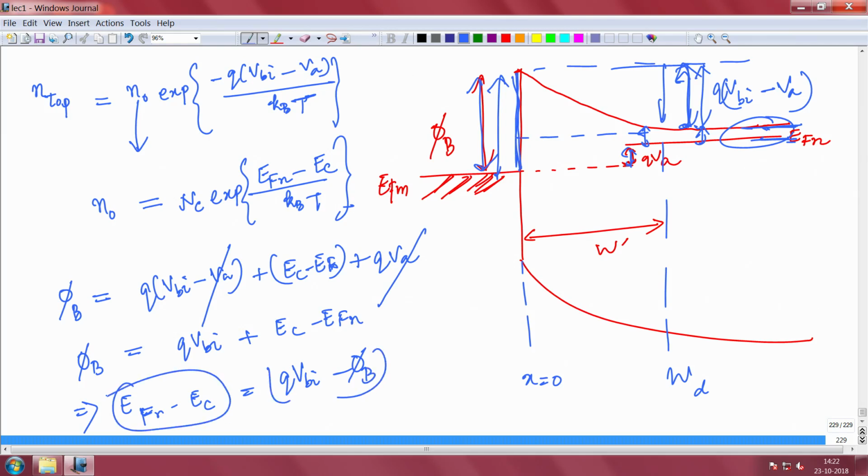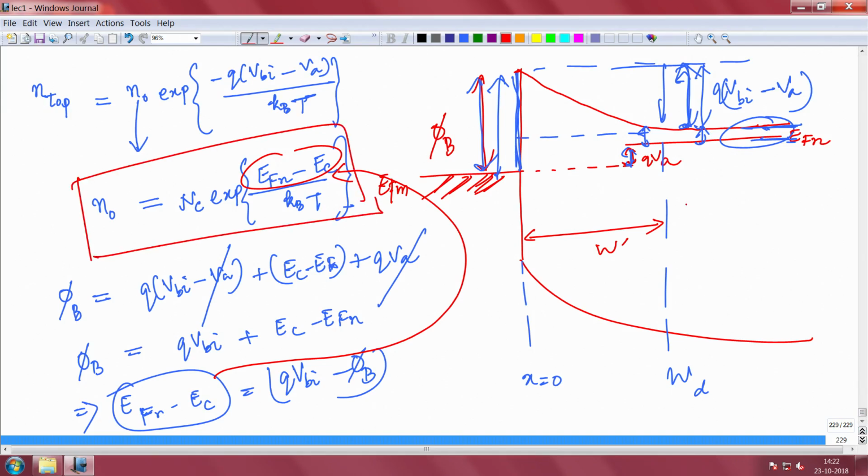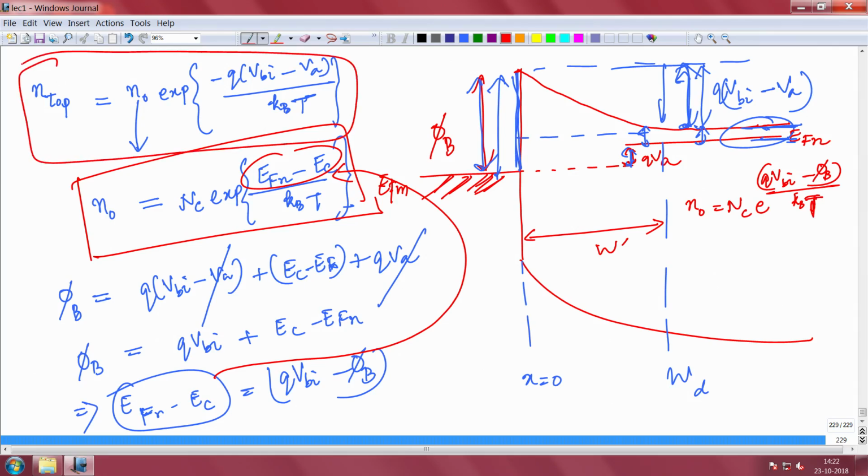Now, this value you can put here. What will happen then? Let us come to the next page. So if I write this equation now, it will be n_0 equal to N_c e to the power of (qV_bi minus phi_b) by kT, the built-in voltage minus phi_b by kT, times N_c. So I can use this expression now. What will I write? Let us go to the next page.